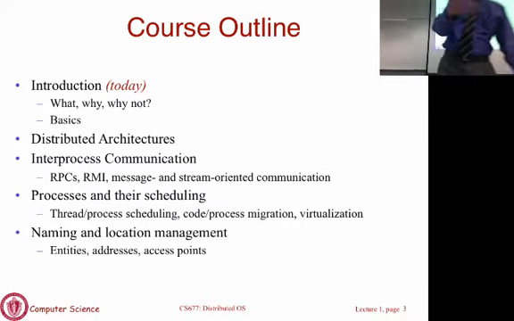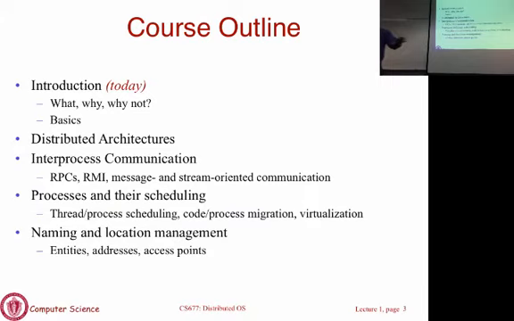So the course outline which I have here roughly follows what's in the book. Today we'll talk about what is a distributed system, and I'll give you an overview of the topic. Then we'll talk about architectures for distributed systems. Then we'll go through the main components of a distributed system. We'll start with communication, inter-process communication, how components of a distributed system communicate with one another. That'll be the first topic.